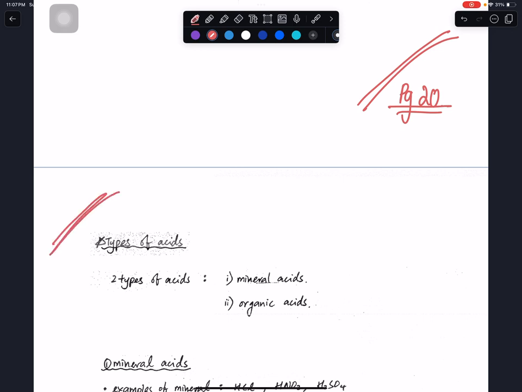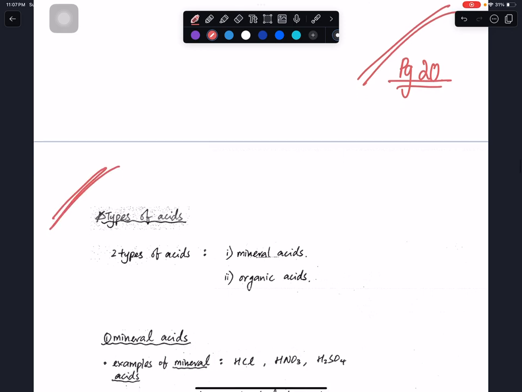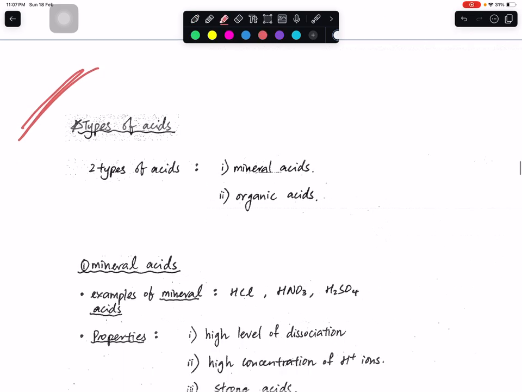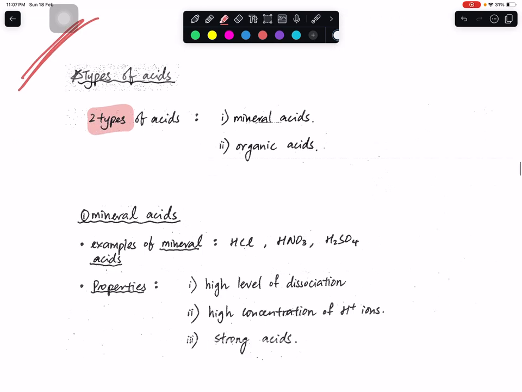Okay, so this is the next part. Okay, so students, good job. So after you have done a couple of questions on your acids and understood what makes an acid acidic, we're going to go deeper into acids. Okay, so what types of acid do we have? So generally, there are 2 types of acid. We have your mineral and your organic acid.